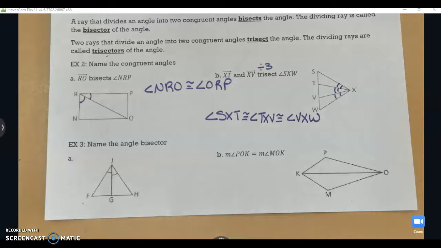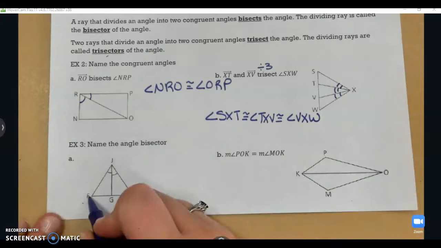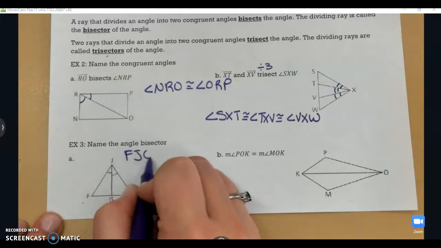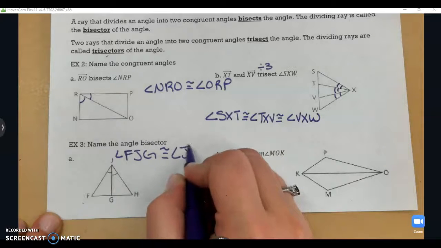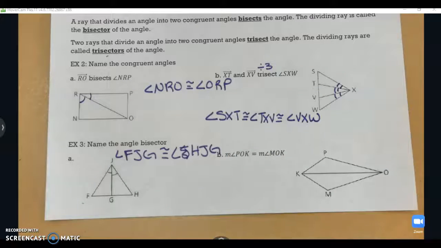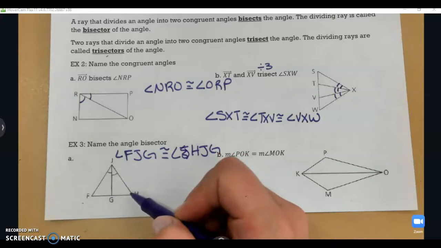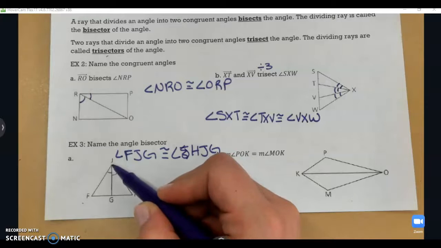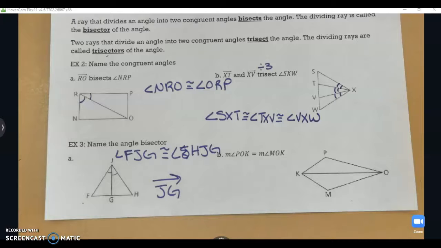All right, now on 3, we're naming the angle bisector. Remember, the angle bisector is what bisects our angle and splits it into 2 equal parts. So let's look at 3. Our diagram is marked with tick marks that tell us that angle FJG is congruent to angle HJG. That's what those tick marks tell us. So if those are my 2 congruent angles, that means that angle FJH was bisected by ray JG. So ray JG is the bisector. It bisected angle FJH.